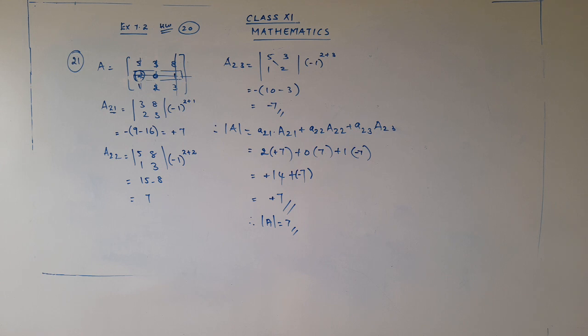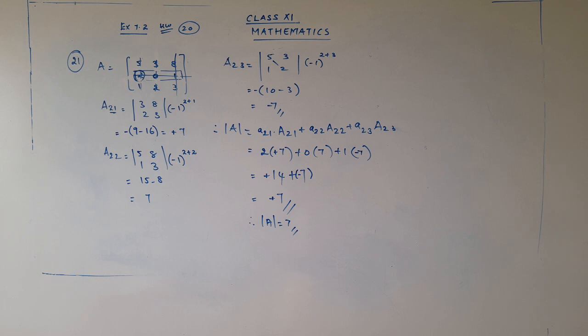For A21, along with the determinant, we have to multiply by minus 1 the whole raised to the number of rows and the column. So it's 2 plus 1 for the first one, then 2 plus 2 for the second one, and 2 plus 3 for the third one. If it is odd, we will get a negative answer, and if it is even, we will get a positive answer. If it is minus 1 the whole raised to 3, you will get a minus answer. If it is minus 1 the whole raised to 2 plus 2, you will get a positive answer.